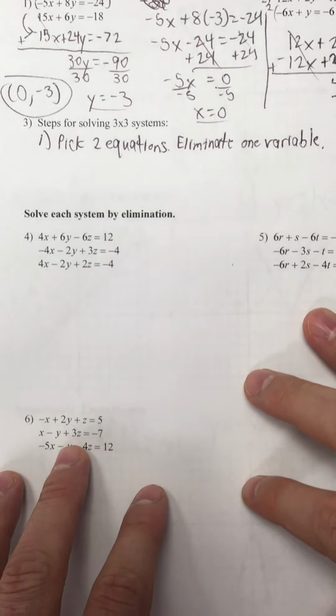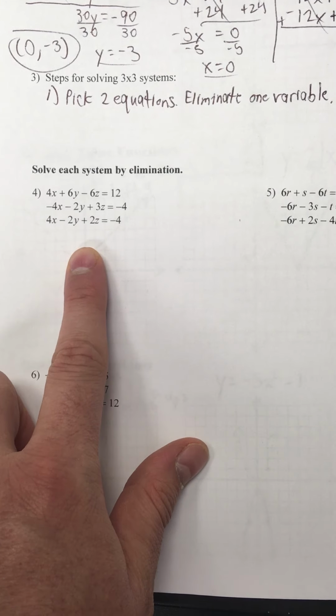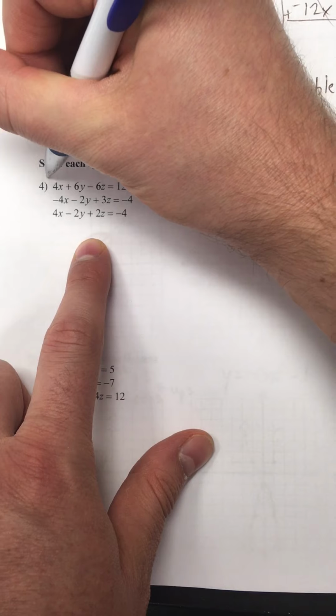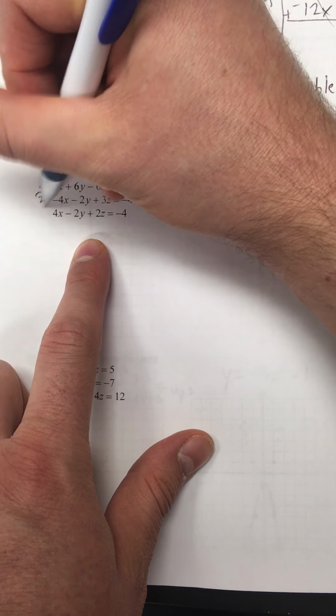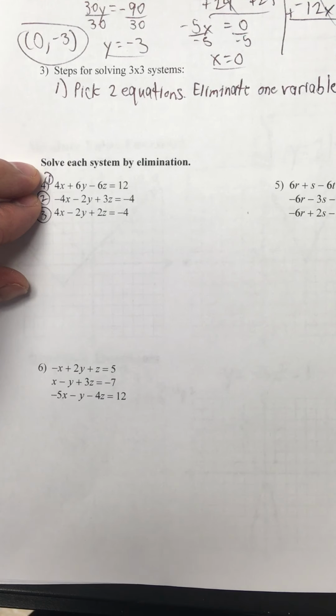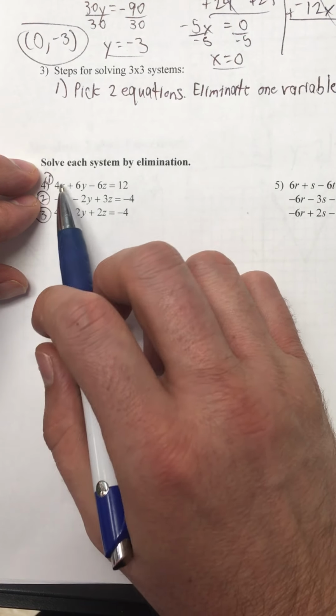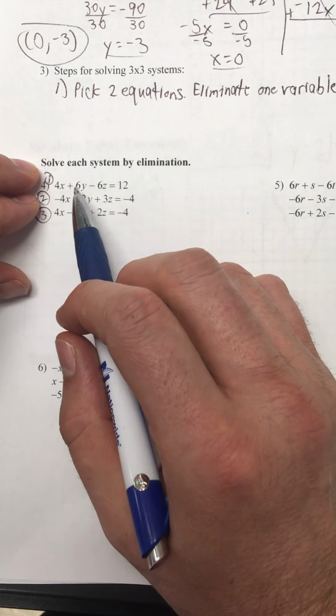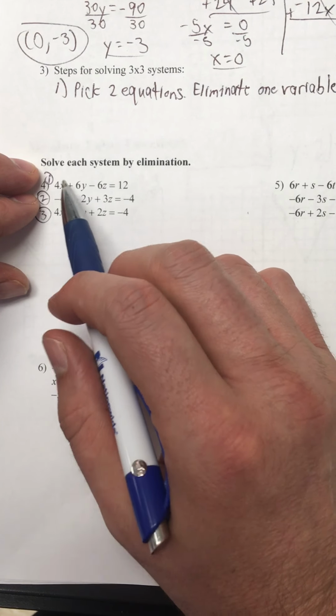Okay, so if I look at example 4 right here, it's really helpful if you number the equations 1, 2, and 3. That way it's easier to follow in your work what we're doing. So I'm just going to use equations 1 and 2. I don't have to start with those, but those look easy to work with. What's the easiest variable to eliminate in equations 1 and 2? The x. They already cancel out.